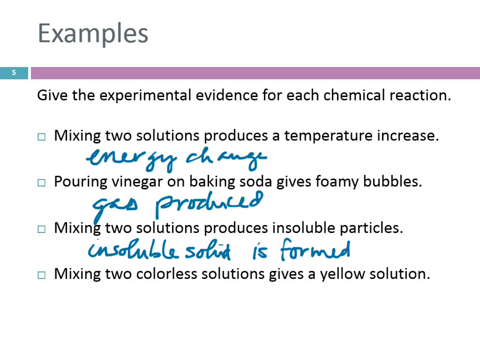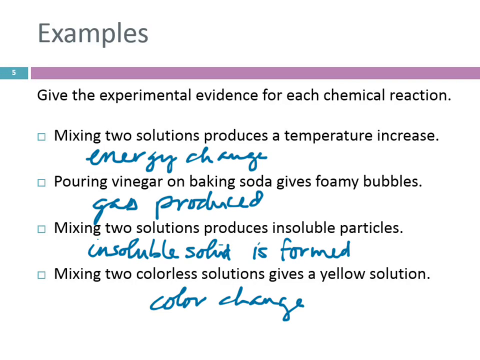Mixing 2 colorless solutions gives a yellow solution. A color change. And it does need to be permanent. If you heat a piece of gold in a flame, you can heat it hot enough. Gold might not be a good choice. But you can heat metal to a temperature hot enough that it will glow, right? Depending on what metal it is, when you let it cool down, it may be the same silvery, shiny metal that it was before. That type of temperature color change is temporary, right? It goes back to its original color.